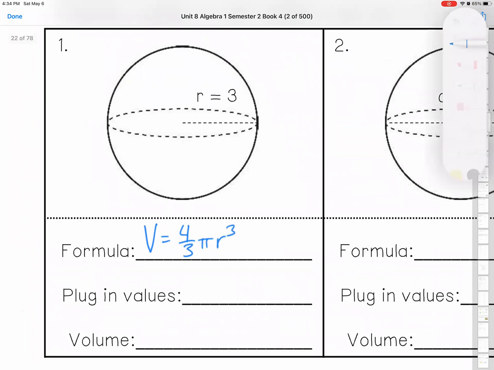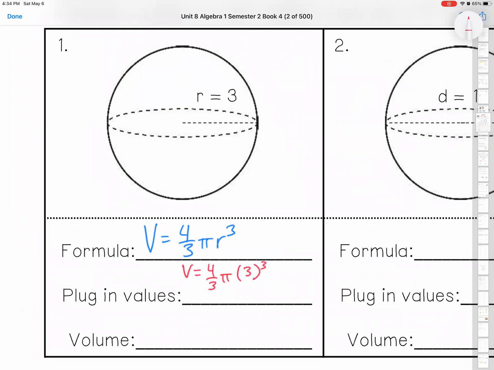And now we're going to go ahead and plug those values in. And so when we plug those values in, we end up with V equals 4/3 pi times our radius, 3 cubed. And then we're going to clean this up a little bit. So we have 4/3 pi. 3 cubed comes out to be 27.